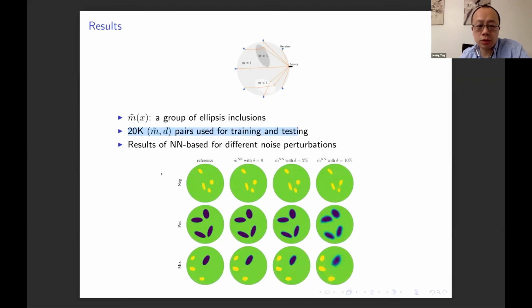What I'm trying to show you here is that our neural network architecture is very robust against noise. Here every row stands for a different set of inclusions. Some are positive, some are negative, some are mixed. And different columns correspond to different noise we added to the data. You can see that even when we add 10% of the noise, we are able to recover the shape and also the location of the inclusions very accurately.